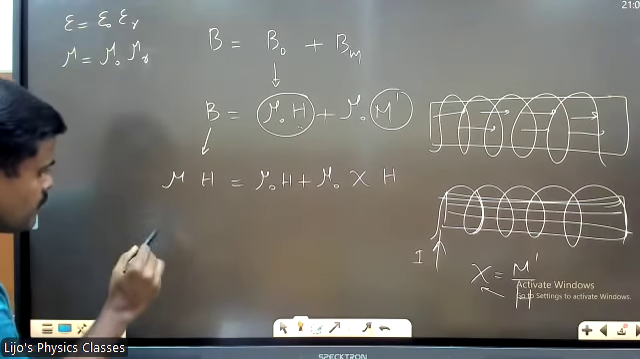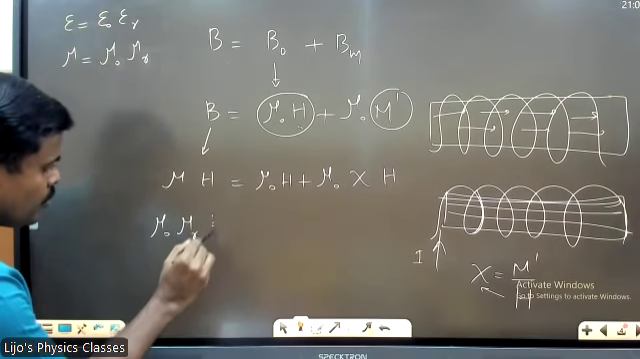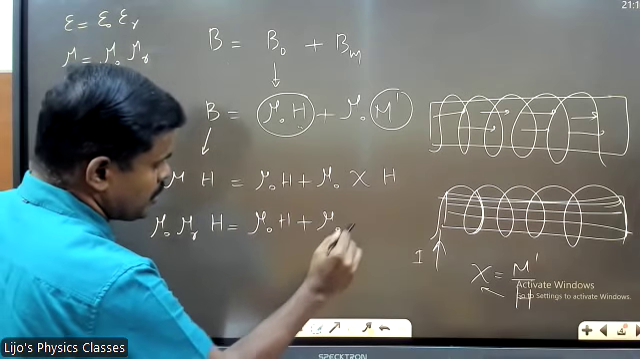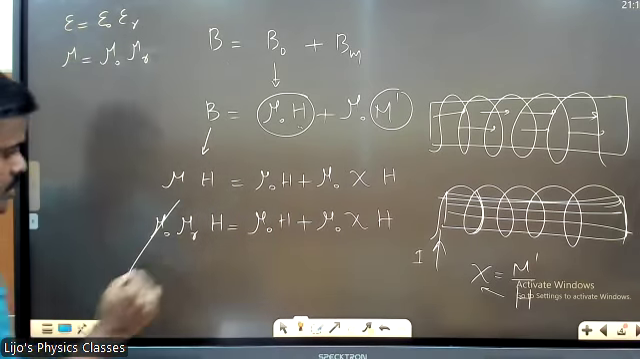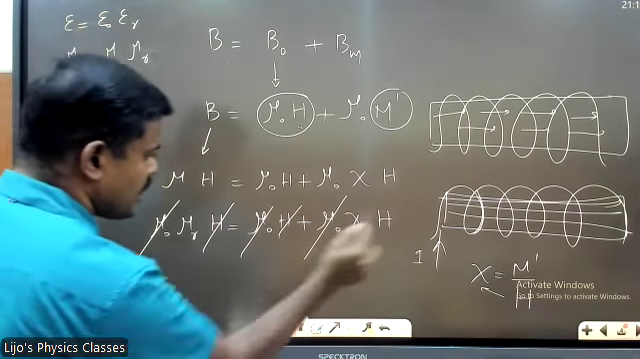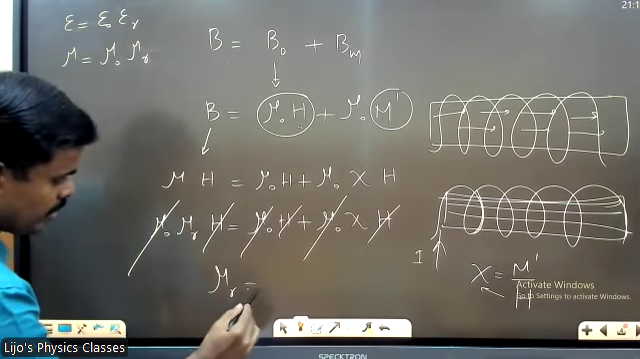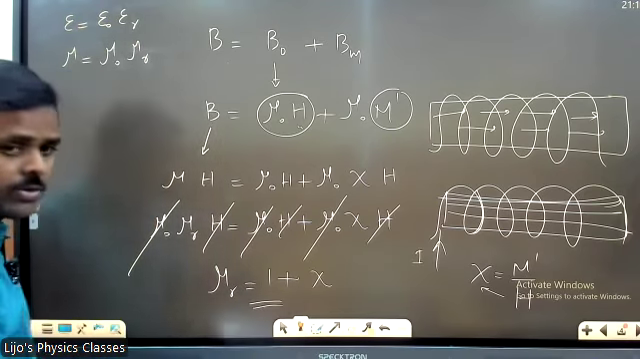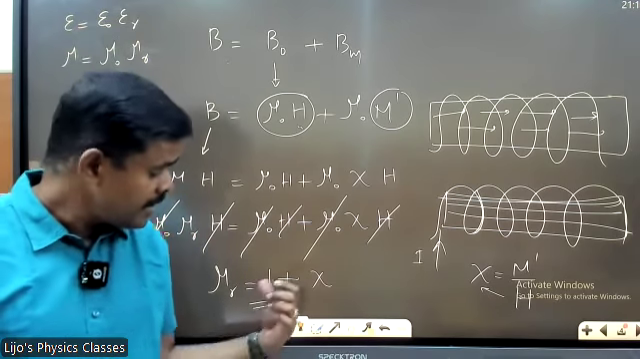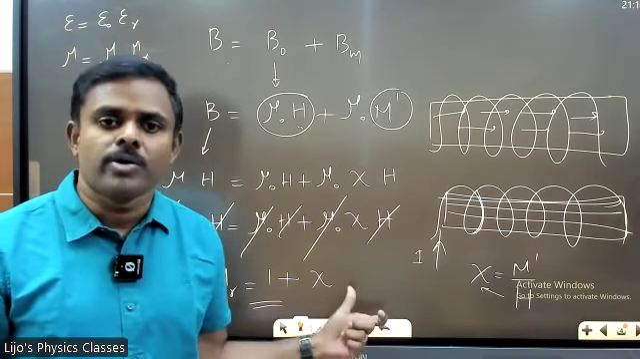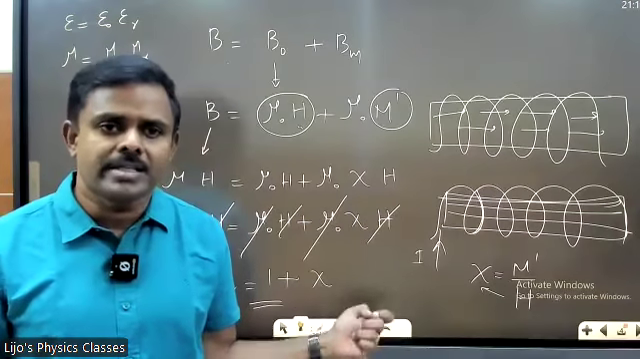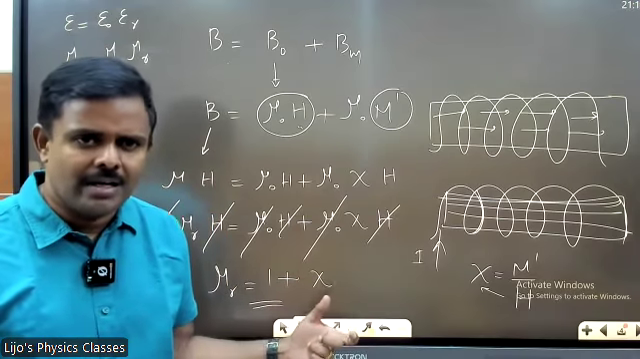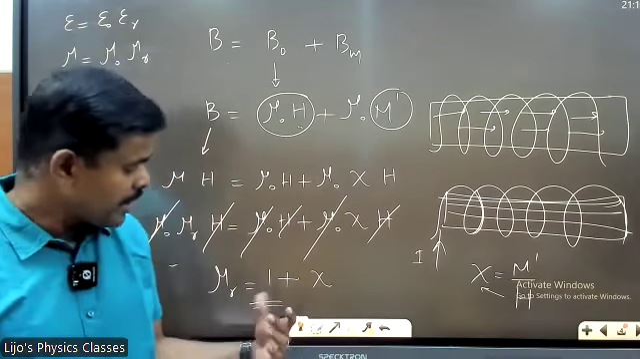Correct. So this mu will be replaced with mu 0 mu R. H is equal to mu 0 H plus mu 0 chi H. I'm done. Mu 0 cut, H cut, and mu R is equal to, from this term, 1 plus chi. That is the relation I was looking for. Relative permeability and susceptibility chi are related by mu R equal to 1 plus chi. It was deleted, but last year it got reinstated. I don't see a chance of this question coming in examinations, but still we can't take the risk. Mu R equal to 1 plus chi.